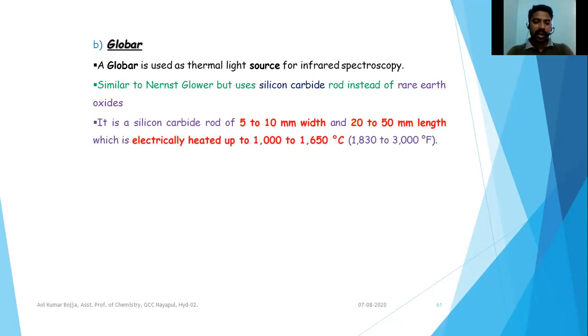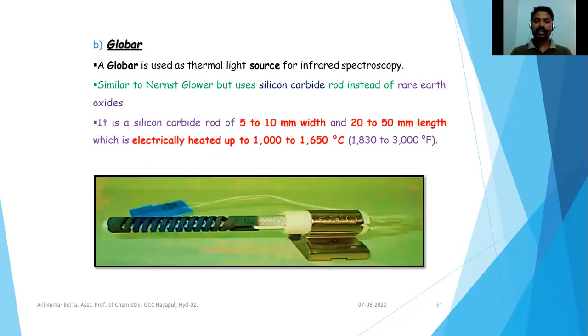It is a silicon carbide rod of 5 to 10 millimeter width and 20 to 50 millimeter length. It is electrically heated up to 1000 to 1650 degrees Celsius temperature. You can convert it into degrees Fahrenheit also. So 1000 to 1650 degrees Celsius, so that it will produce the heat in the region of infrared.